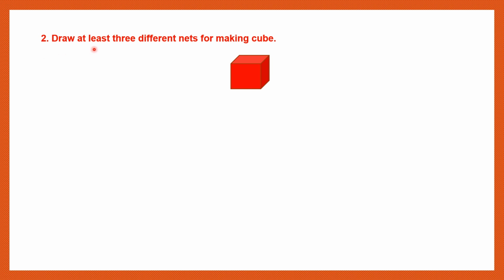Question 2. Draw at least 3 different nets for making a cube. Now this is a cube and there are 11 ways in which you can make nets for a cube. But here we're going to do only 3 different nets for cube. So now this one, let's begin with this. This is the base. Take this as a base or the bottom of the cube.